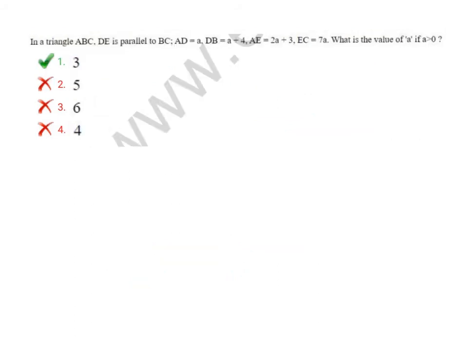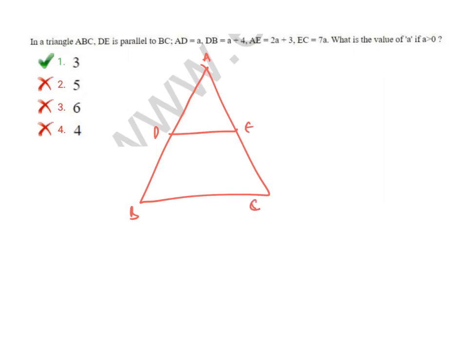Next, in a triangle ABC, DE is parallel to BC and AD is equal to A, DB is A plus 4, AE is 2A plus 3, EC is 7A. So I can simply say, you can say AD by DB also. A by A plus 4 is equal to 2A plus 3 by 7A.